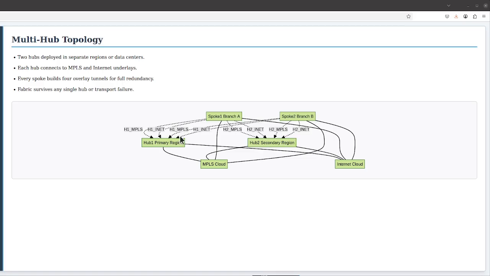The result is a fully meshed overlay fabric where every spoke has multiple paths to reach services behind either hub. If Hub 1 over MPLS degrades, traffic can shift to Hub 1 over Internet, or to Hub 2 over MPLS, or to Hub 2 over Internet. This is the source of the resilience that justifies the design complexity.